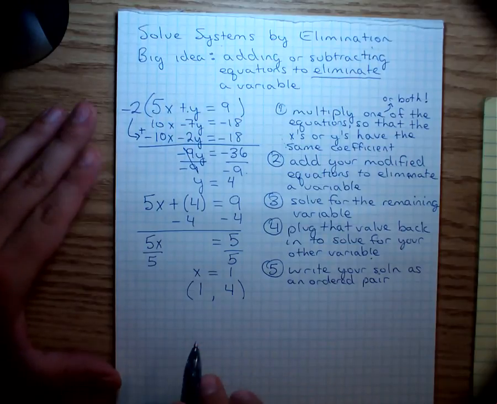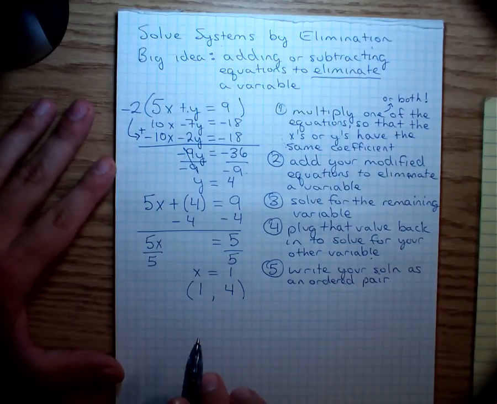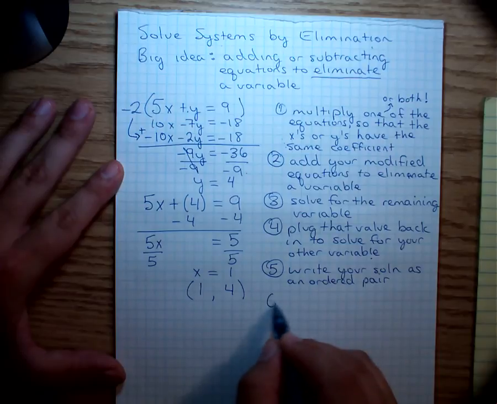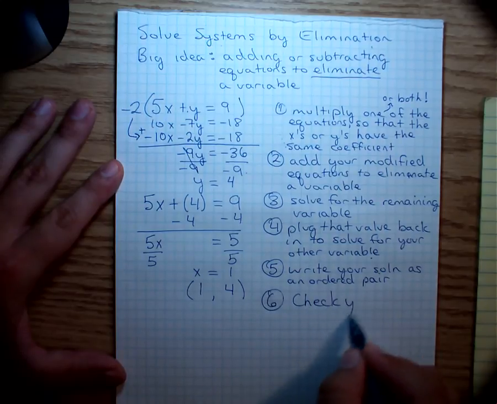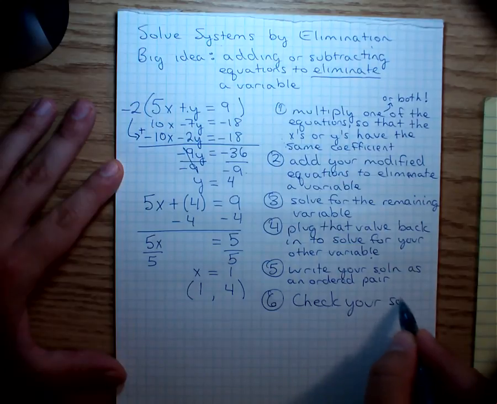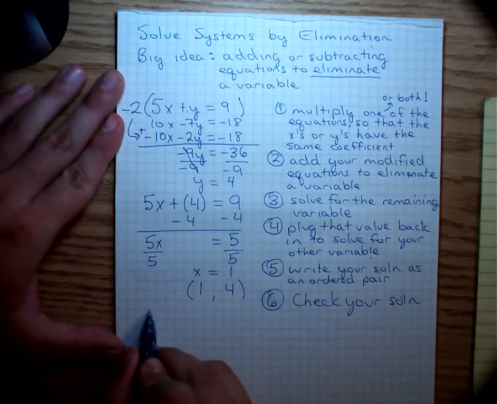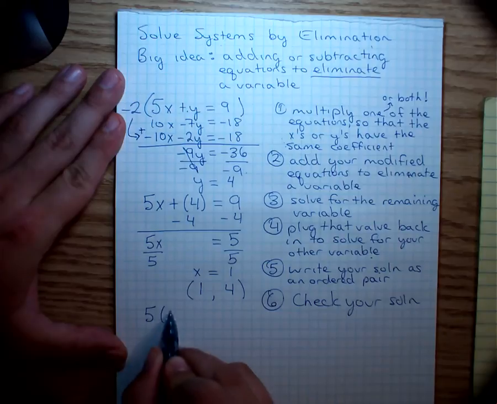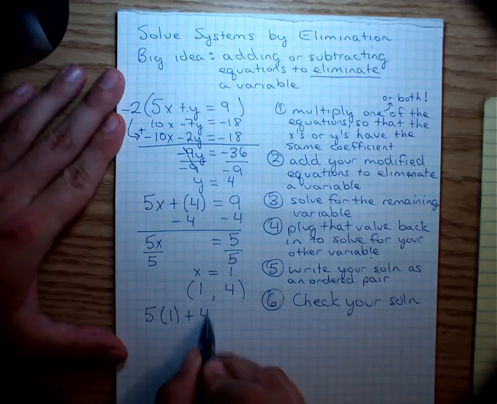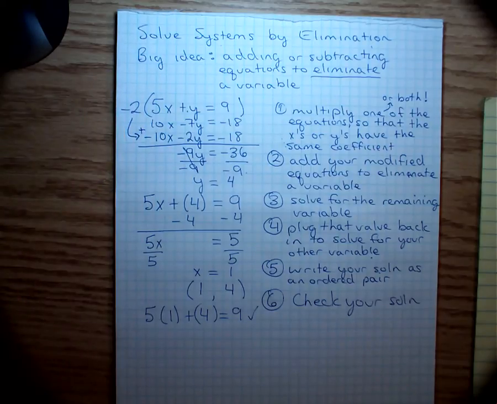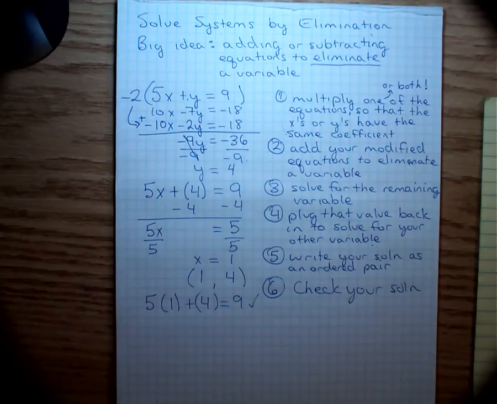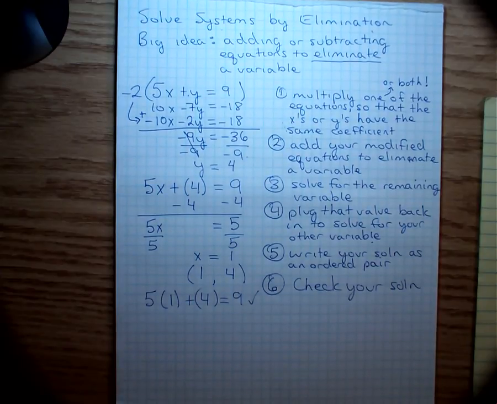Okay? And how would I check if I wanted to? Plug both in. Yeah. Check your solution. So I would have 5 times 1 plus 4 equals 9. And yep, that works. And I always do those parentheses like that just so I know I'm plugging in variables.